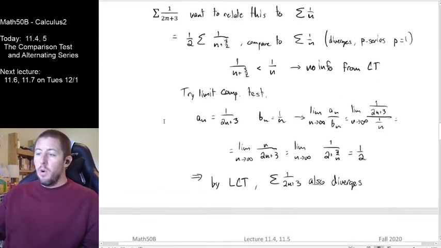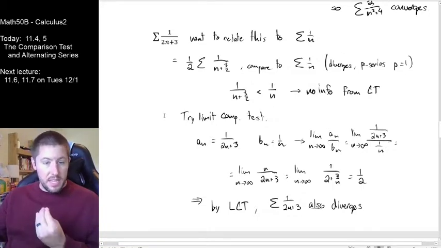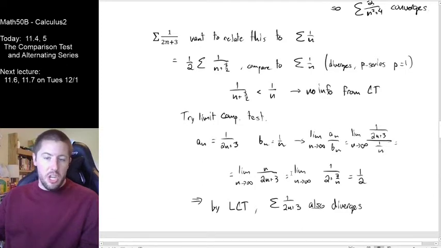So the comparison test says pick something you already know about and compare against it, either by judging if each individual term is greater than or less than within the sequence, or by looking at the ratio of the individual terms and seeing if the ratio is going to be a constant multiple or not. That's the limit comparison test. I'm abbreviating these as CT and LCT for comparison test and limit comparison test. We're about to have a whole bunch of comparison tests here. We're going to get more next week, or tomorrow even. So cool, I really like these.